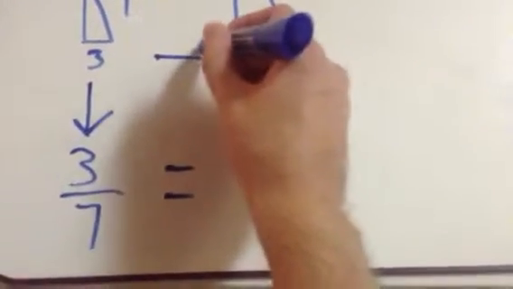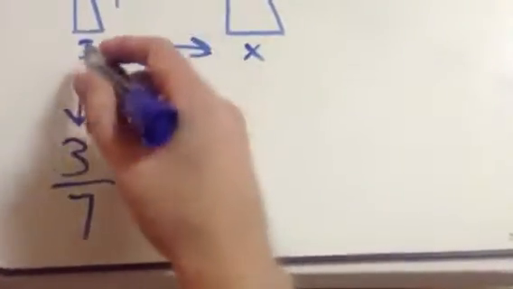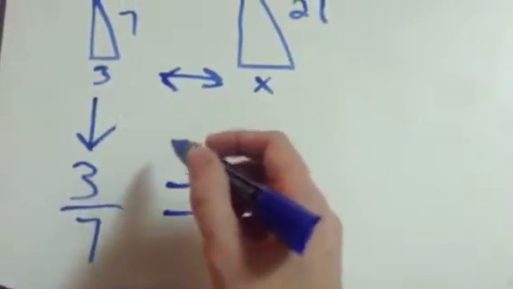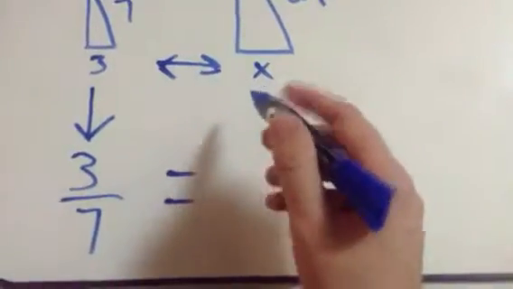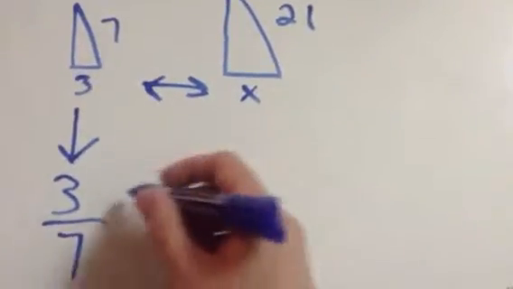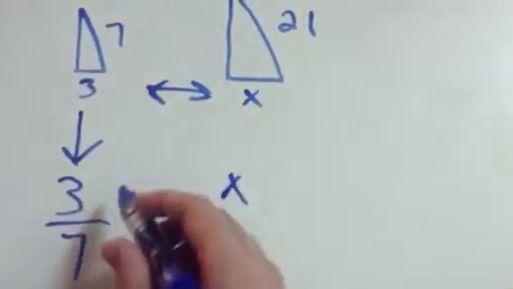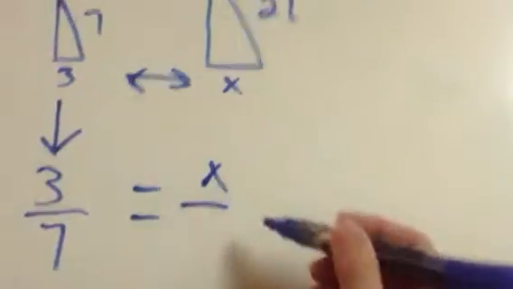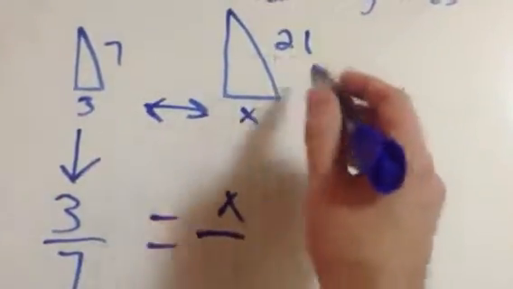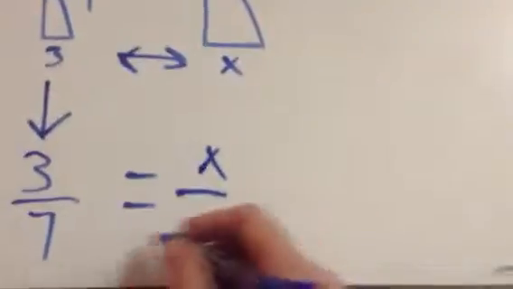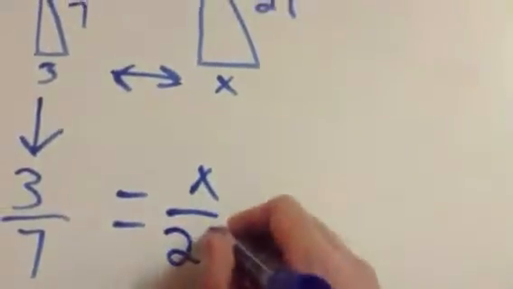these are the corresponding sides here, right? So we have to make sure that if 3 is on this side and this side is x, that x goes on the top here because they're in the same place. The same sides go in the same places. Okay, so here 21 is in the same side as 7, right? So 7 is on the bottom, so 21 must go on the bottom.